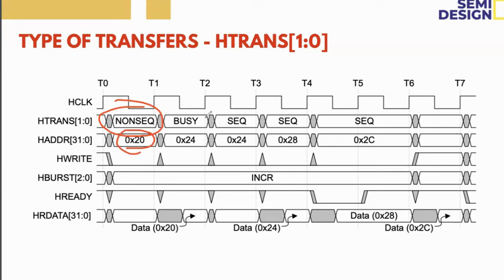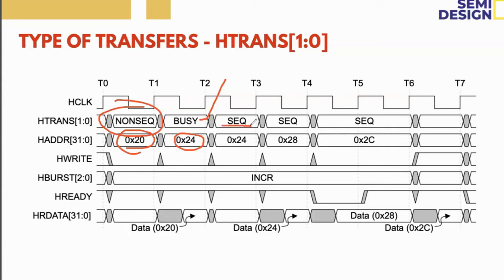Next one is the busy. Why busy? Busy means it is in some other transfer. From T1 to T2 the master cannot perform the second beat; beats mean transfers. It cannot perform the second transfer, so it has inserted the busy transfer to make some delay and continue its own operation. So it's a busy and the address is 0x24.